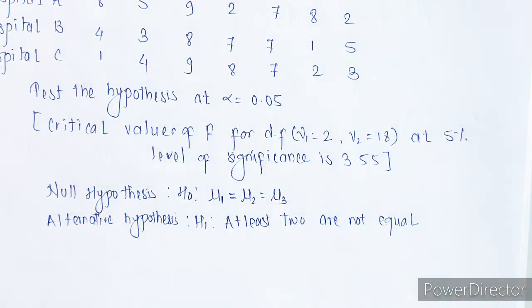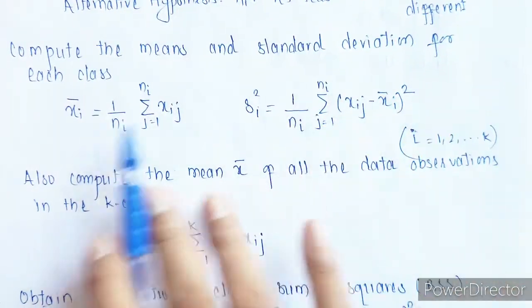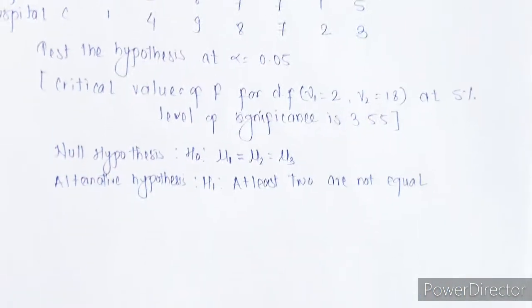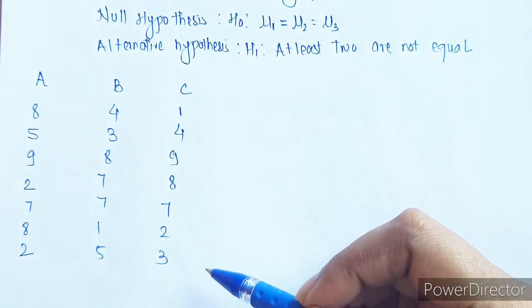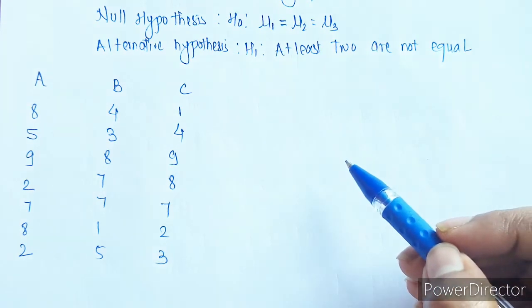Okay. Now second step, we have to compute the means and standard deviation for each class. Let me copy this data again. So this is what we have. These are the number of days of the 7 patients. Now we have to calculate mean of each class.